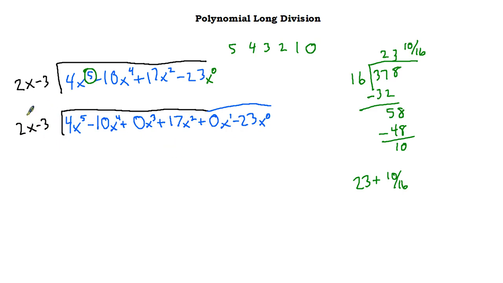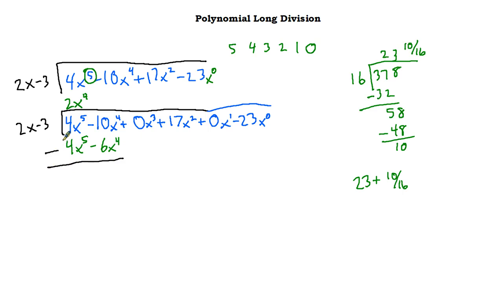Again, I'm going to try to figure out how many times 2x goes into 4x to the fifth. So I know that 2 times 2 is 4, so that's easy. But then what times x gets me x to the fifth? I'm hopeful that you believe that that will be x to the fourth power. So then 2x to the fourth times 2x gets us 4x to the fifth. And then 2x to the fourth times negative 3 gets us negative 6x to the fourth.